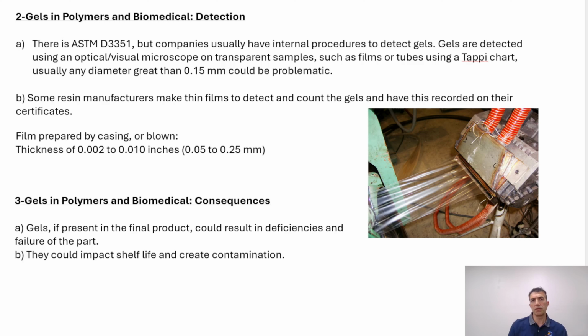But theoretically, and from what we have observed in the industry, any gel above 0.15 millimeter in diameter could be problematic for downstream, right? The reason is that it could create a stress concentration point that later on would contribute to failure of the sample. And if, for example, the gel is a contaminant or a foreign particle, it could also impact the shelf life of the material, or create contamination for the final part.